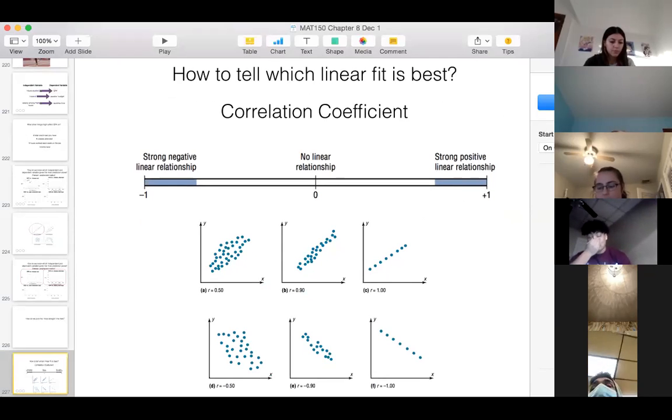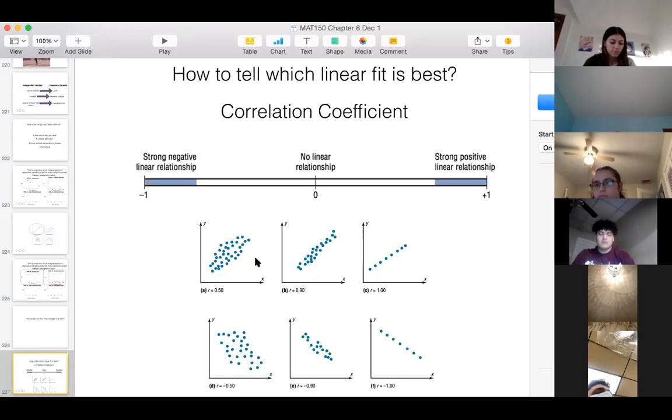Now, here's what I want you guys to see. When we're on the graphs in the middle, Bravo and Echo, B and E, as the dots stop holding the form of a perfect line, what's happening to that correlation coefficient? It's getting closer to 0.